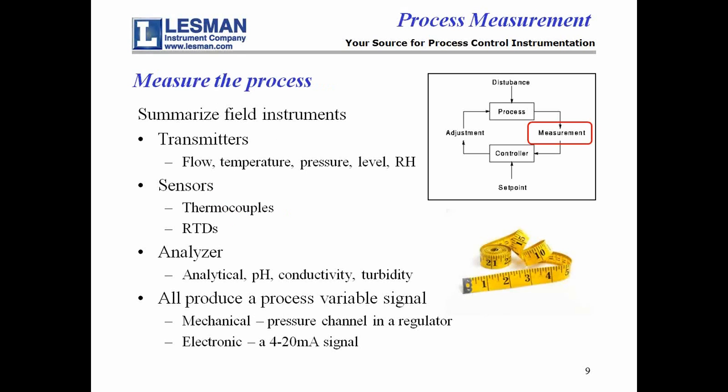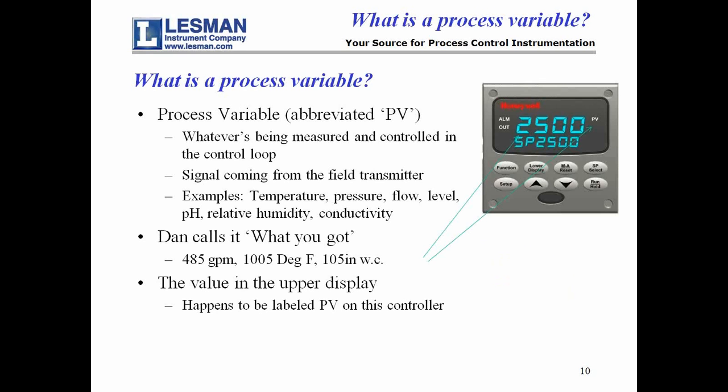In measuring, we've got transmitters, sensors, and analyzers, all of which collect data out in the field. They transduce some physical phenomenon, make it into either a mechanical or an electrical signal that can be monitored by the controller. The process variable is the generic term for all those things that we're measuring: temperature, pressure, flow, level, pH, relative humidity, whatever. I call it what you got. In other words, that's the thing that's out there. That's the state that it's in at this moment.